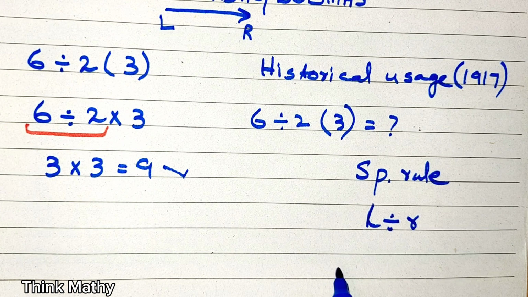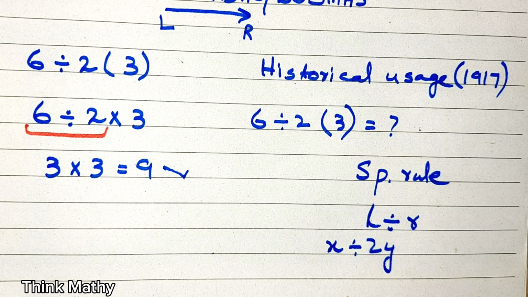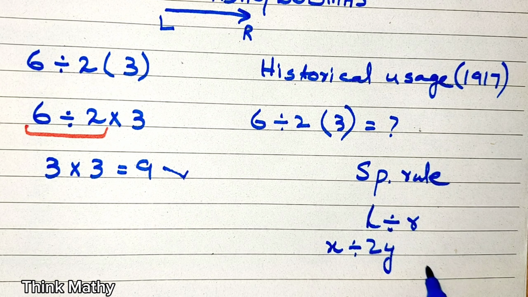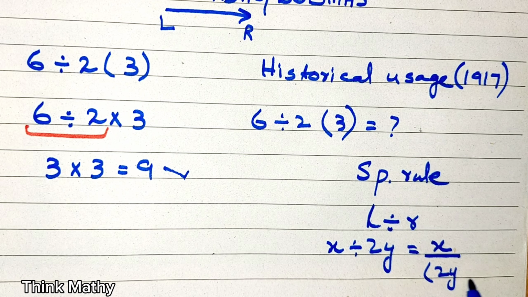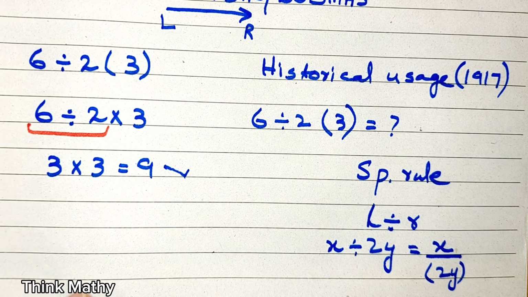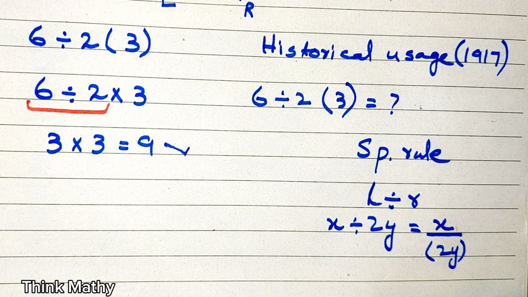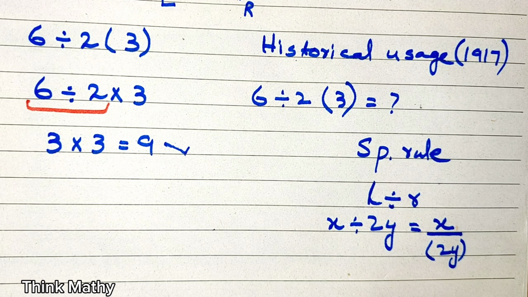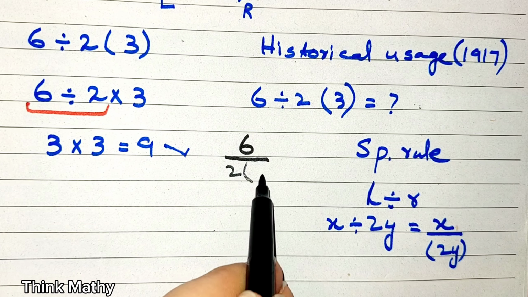For example, when we have x divided by 2y, when we use this special rule, it will be x upon 2y. So it has been converted into some type of fraction. So when we apply this rule to this expression, what will happen here? Here we have 6 on the left hand side, so 6 will be divided by the whole product on the right hand side, that is 2 parenthesis 3.